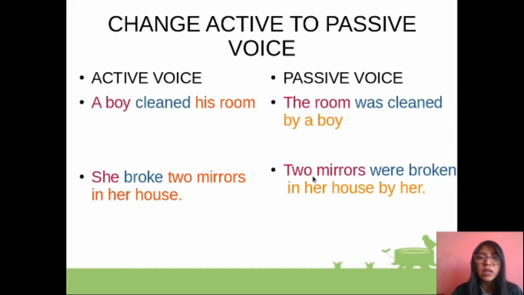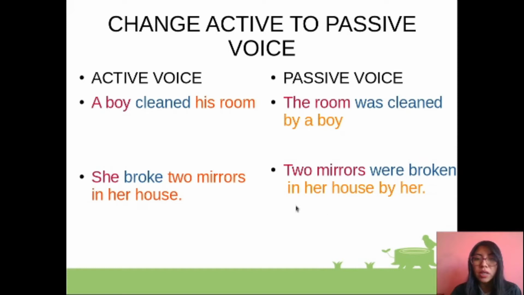In this case, 2 mirrors were. In this case, I am using were because mirrors is plural. Was, the room singular, was. Mirrors plural, were. 2 mirrors were broken in her house by her. Pay attention. In this case, that is an irregular verb. In past form, we use broke. In past participle, broken.